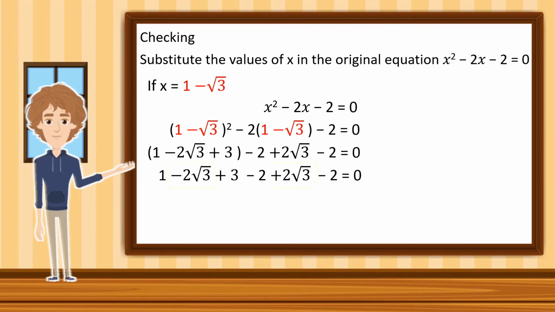Then by combining like terms, we have here negative 2 square root of 3 and positive 2 square root of 3. So when we add them, we will have 0. So let us just cancel them. And then 1 plus 3 minus 2 is equal to 0. So 0 is equal to 0. Therefore, the roots are 1 minus square root of 3 and 1 plus square root of 3 in the equation x squared minus 2x minus 2 is equal to 0.